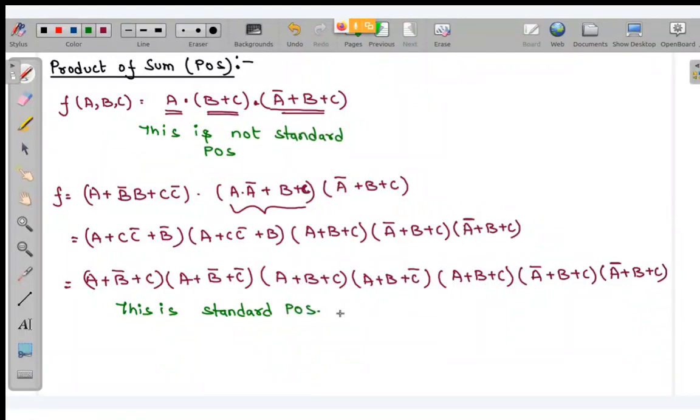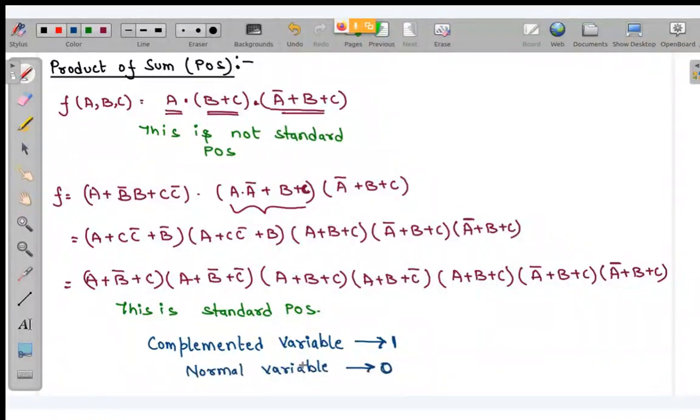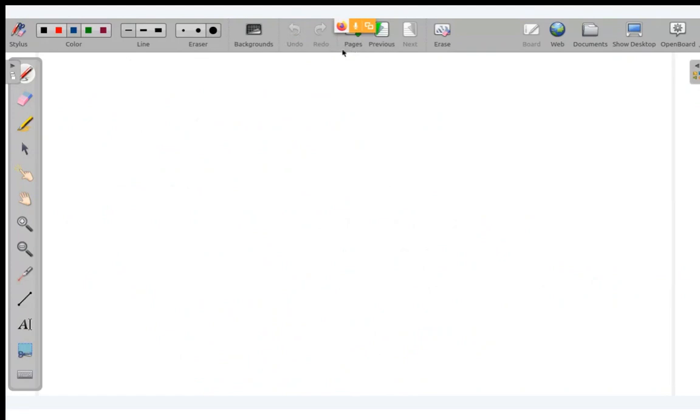Fine. If you people don't have any doubt, so over here in product of sum, complemented variable is represented by 1 and normal variables are represented by 0. Okay, so complemented variables are represented by 1 and normal variables are represented by 0. Now suppose I have a 3 variable function. Okay, 3 variable functions.